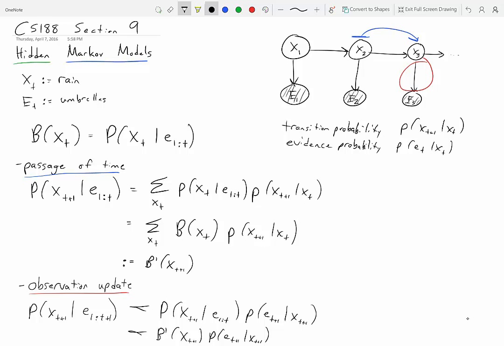Okay, so this is how you calculate the beliefs for hidden Markov models. You do passage of time, you do the observation update, and you just repeat this starting from x1, and then you go to x2, x3, and so on and so forth.